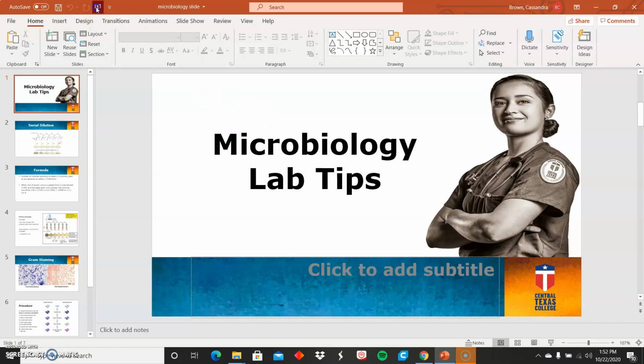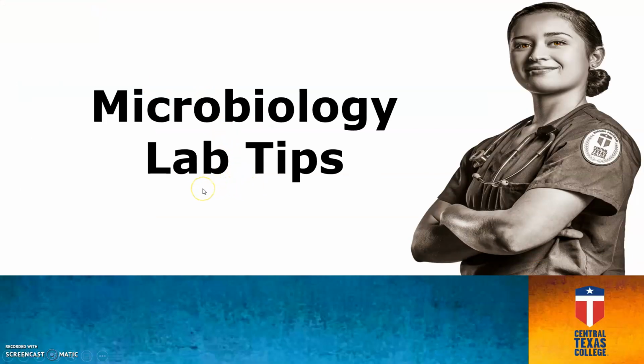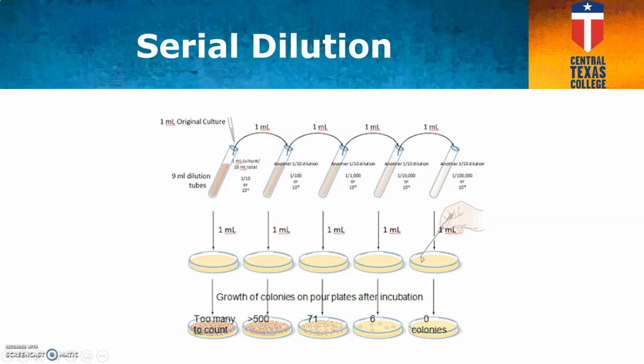Everyone, today I'm going to go over microbiology lab tips. So one thing that's going to be done a lot in microbiology, a lot of microbiologists do this, is a thing called serial dilution. And what this is, you're taking essentially a broth culture from a stock solution and diluting it down until you can get an easily countable and measurable amount of bacterial colonies on a smear plate.